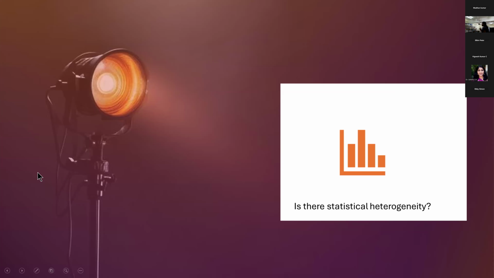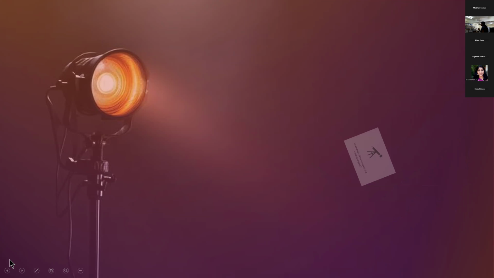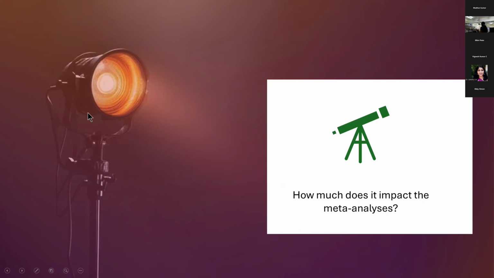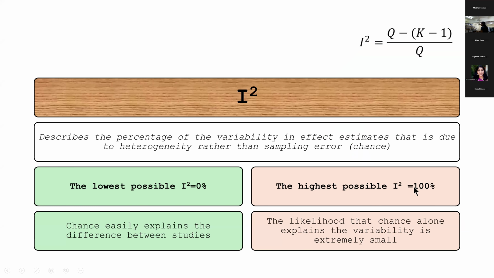Now, previously, our focus was on whether there is statistical heterogeneity or not. But many people argue that every study will definitely have heterogeneity. It's just that your Q test might not pick up that heterogeneity, because all the studies in your meta-analysis have different PICOs, they have different methodologies. So there is heterogeneity, but you're not able to pick it up. So now people have moved from giving importance to whether there is statistical heterogeneity to seeing how much the heterogeneity really affects your meta-analysis. So that's where your I-square comes into use.